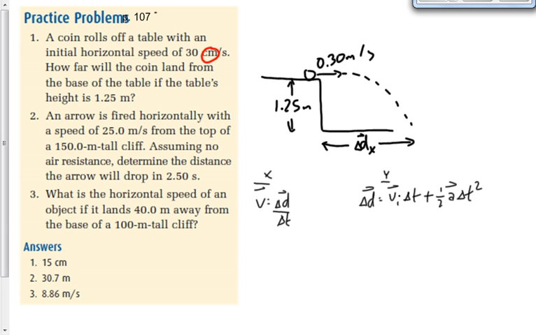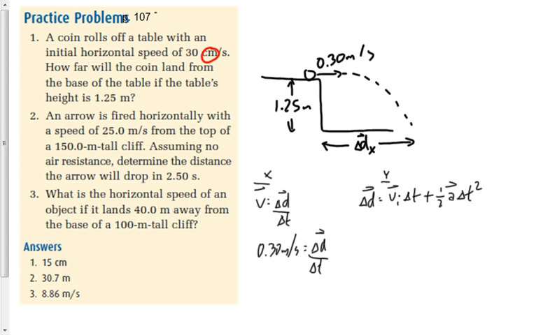The x component of the velocity is 0.30 meters per second. All of it is horizontal. None of it's vertical. None of it's up and down. The displacement, we don't know that. That's what we're looking for. The time, we also don't know. So it's our second problem in a row now where we've gone to solve the x component, but we haven't really gotten anything out of it. So what do we do? We don't get anything out of it, we go to the y component.